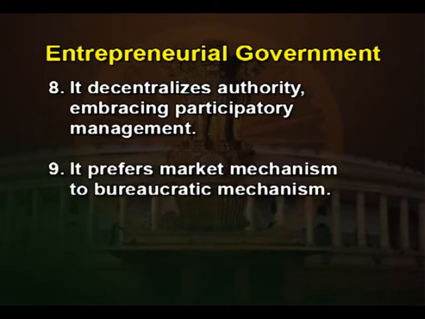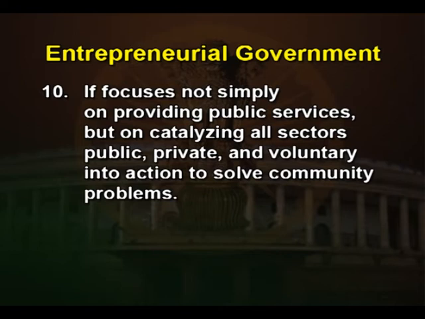Ninth, it prefers market mechanism to bureaucratic mechanism. Tenth, it focuses not simply on providing public services but on catalyzing all sectors, that is public, private and voluntary, into action to solve community problems. These are fairly clear-cut, straightforward identification marks of a type of government which the new inventors call entrepreneurial, as the authors argue convincingly. Used almost as a checklist, the 10 principles offer a powerful conceptual tool.